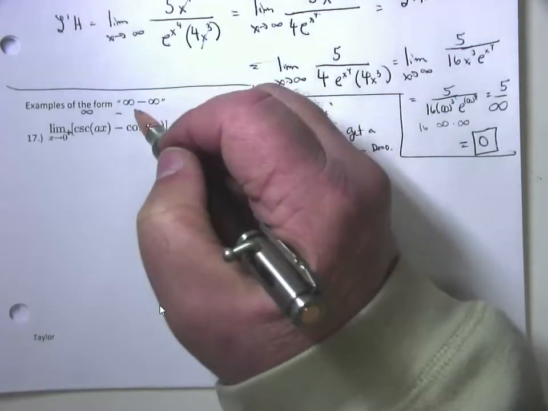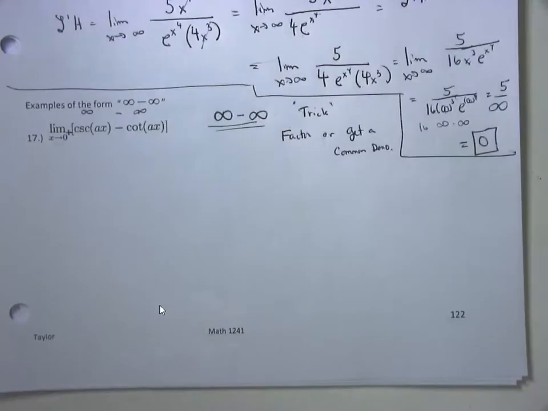So 1 over 0 on the plus side is infinity. It's actually an infinity minus infinity problem when you take the limit as x approaches 0 on the plus side. That's why I did it that way. Does that make sense?